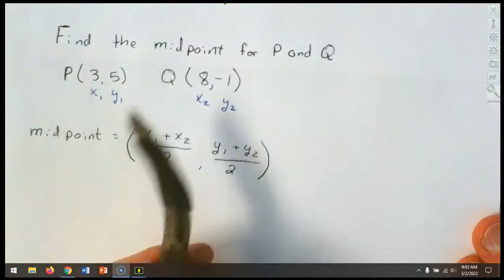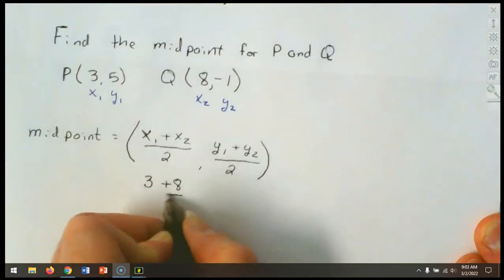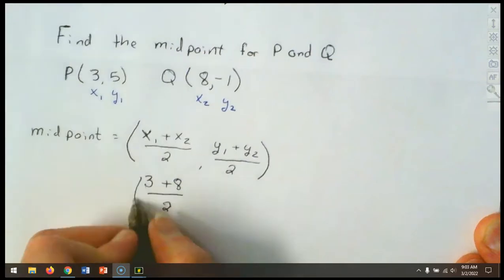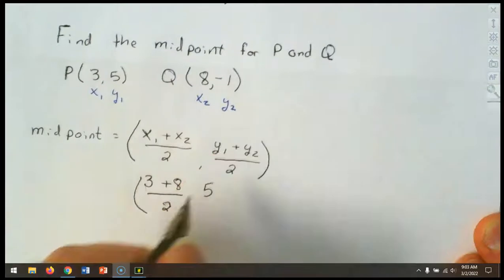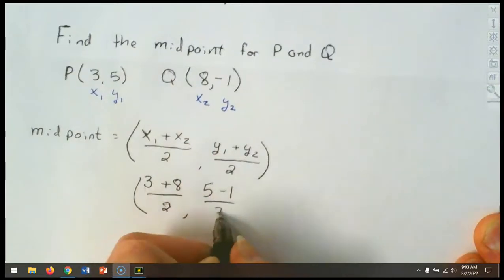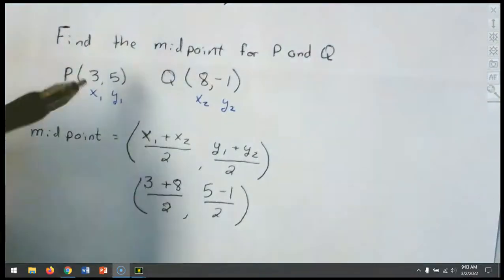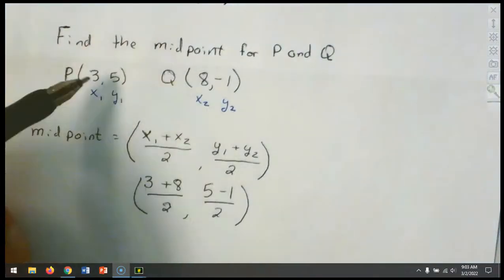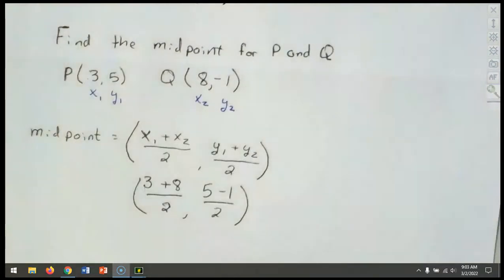What do we do? We plug our values in. So that's 3 plus 8 over 2. And the y's are going to be 5 and then minus 1 over 2. So we plugged our values in for the x and the y. x1 goes here. x2 goes there. y1, y2. Plug them in.